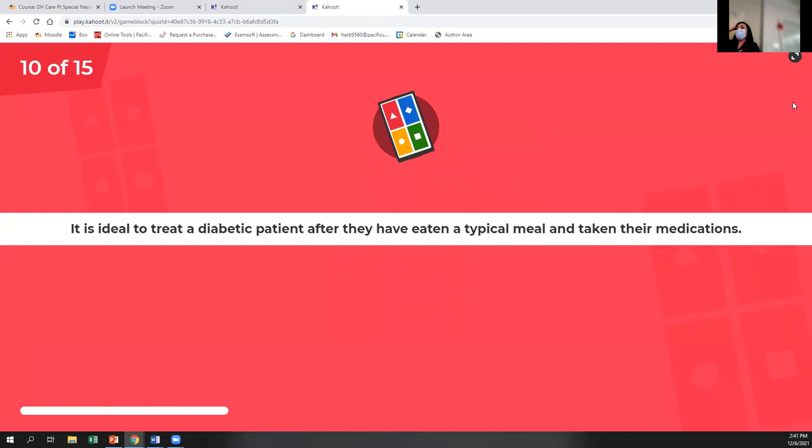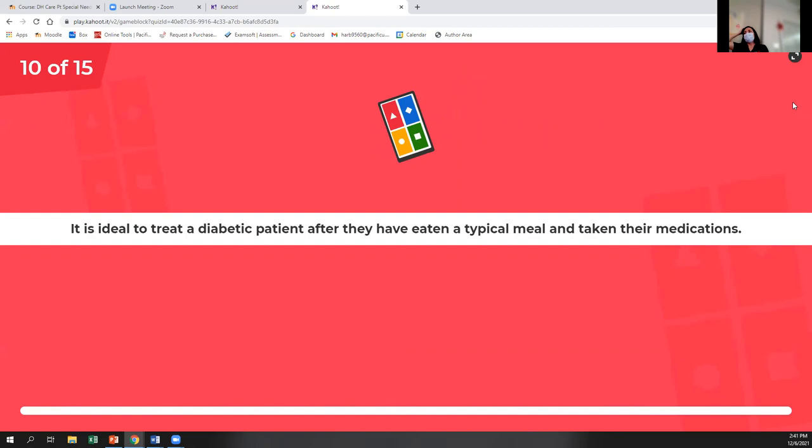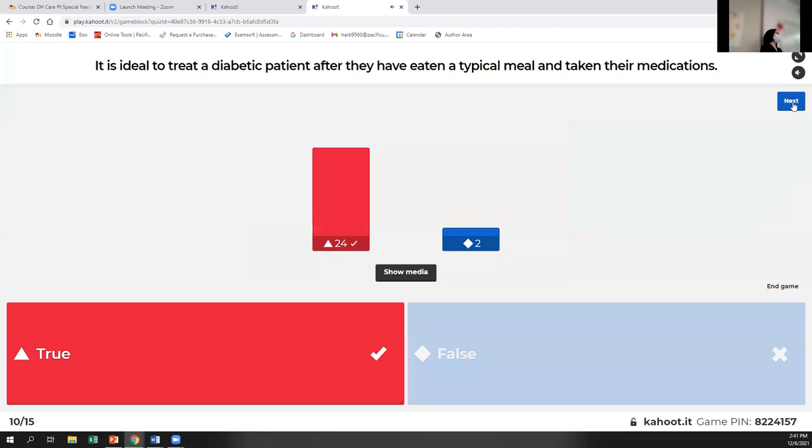It is ideal to treat a diabetic patient after they have eaten a typical meal and taken their medications. True or false? True. Yes. If a diabetic patient came and said, well, I haven't eaten yet and I haven't taken my medicine, that'd be a big red flag, right? Because we wouldn't want to see them. So thinking about protocol with our patients with diabetes is probably going to be relevant for the exam.